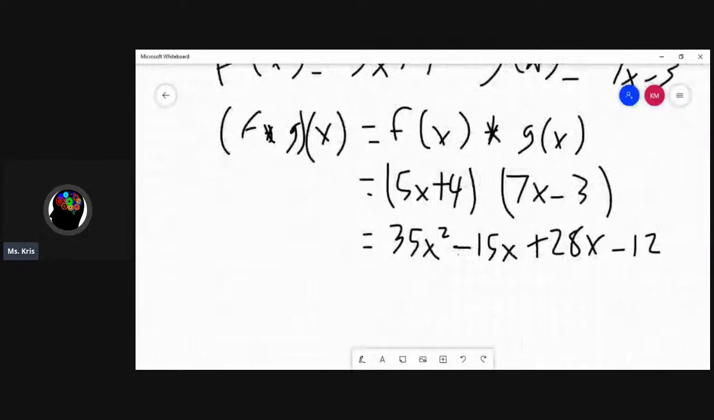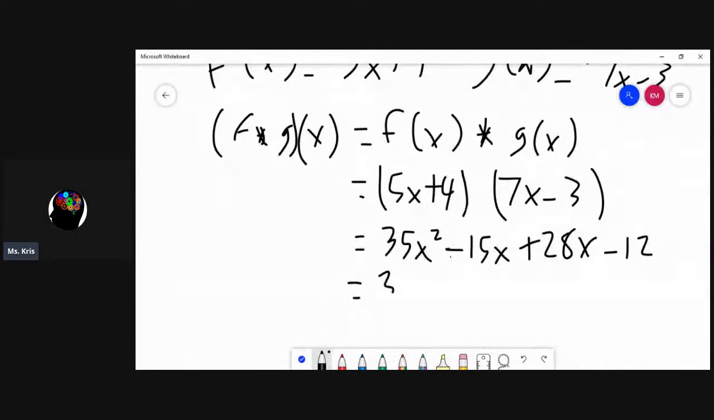So now I bring down my 35x squared. I combine my terms of 28 and 15. 28x minus 15x, or minus 15x plus 28x, is a positive 13x. And I bring down my minus 12.